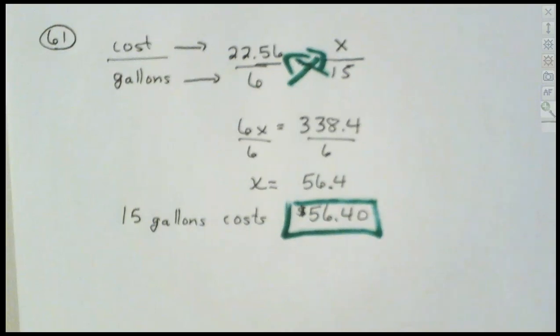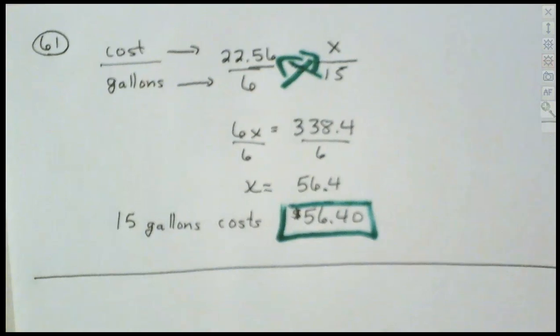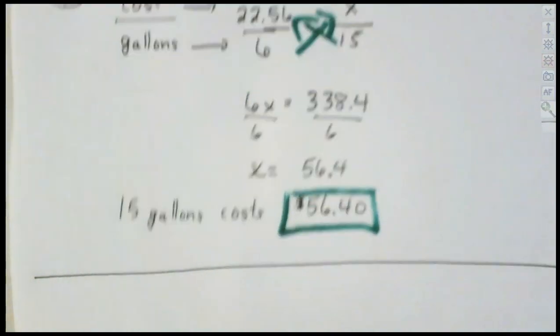Now we're going to look at some more of these. They're all different, but what we do is we set up a ratio for each of these. You can set up the ratio however you want. Just make sure that you're consistent. Let's look at 63.